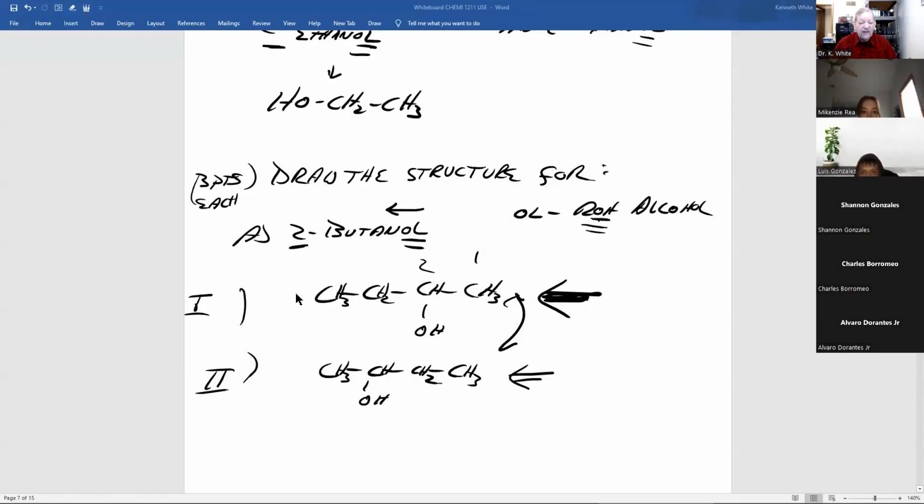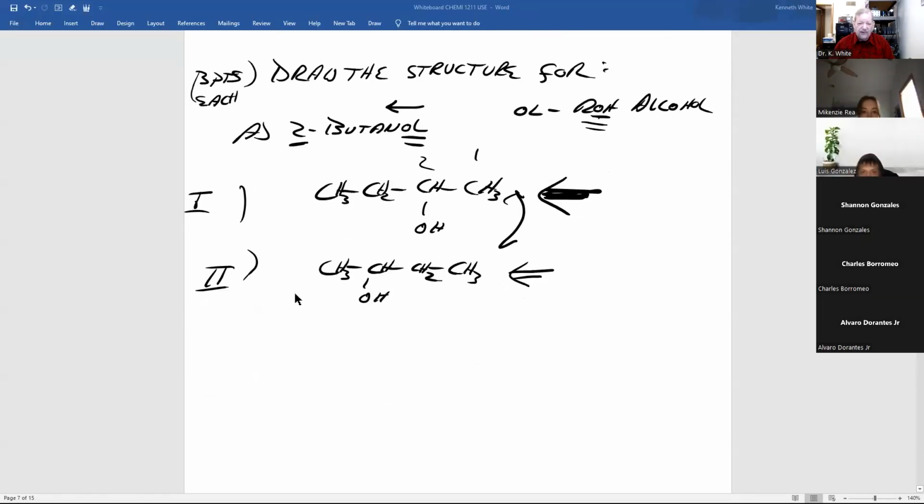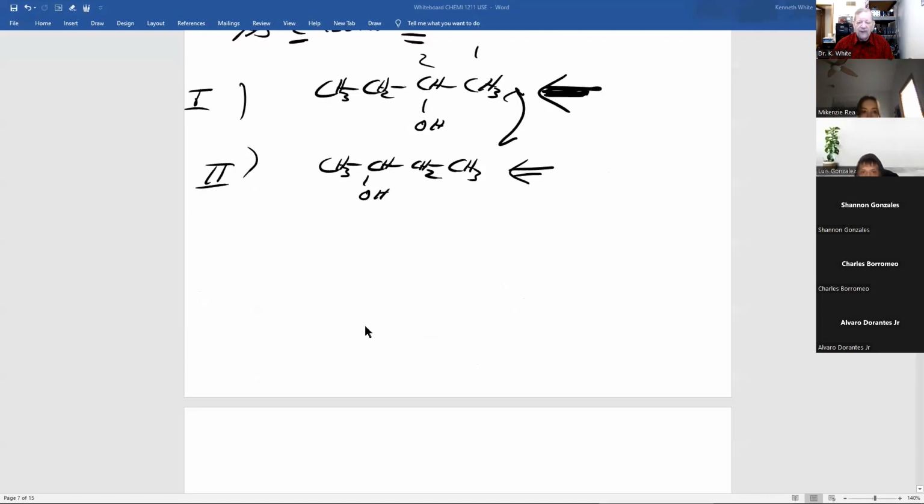All right. Now we are doing nomenclature, and the question is, draw the structure for the following. And remember, an alcohol, OL ending. So here's one for you. Draw the structure of 3-heptanol.